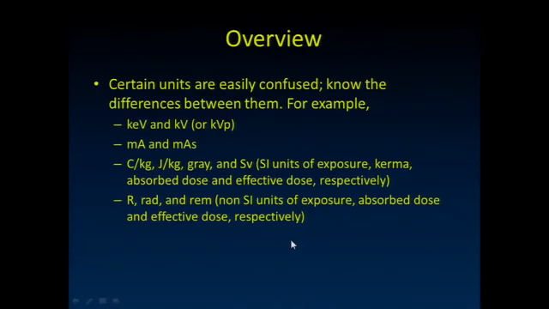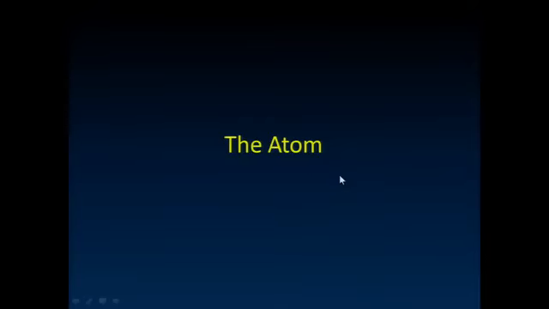And realize that some of these are easily confused. keV, which is a unit of energy, is often confused with kV or kVp, which is a measure of voltage. The concept of mA, which is a current, and milliamp seconds, mAs, which is a charge when we multiply by seconds, are often confused. And then some of the units of dose are also confused with each other. We'll talk about those when we talk a little bit about radiation biology. The next thing I want to talk about is the atom.